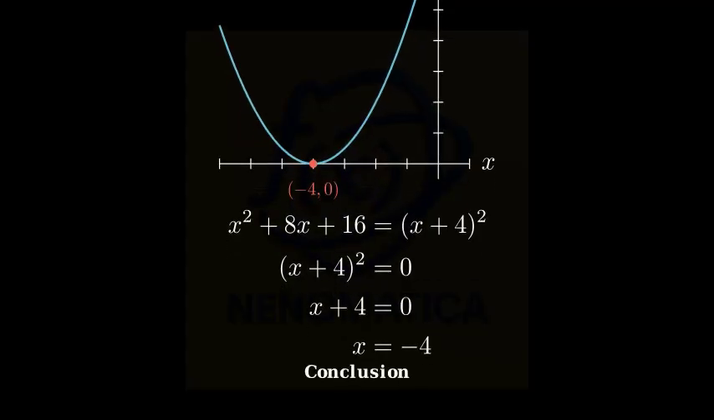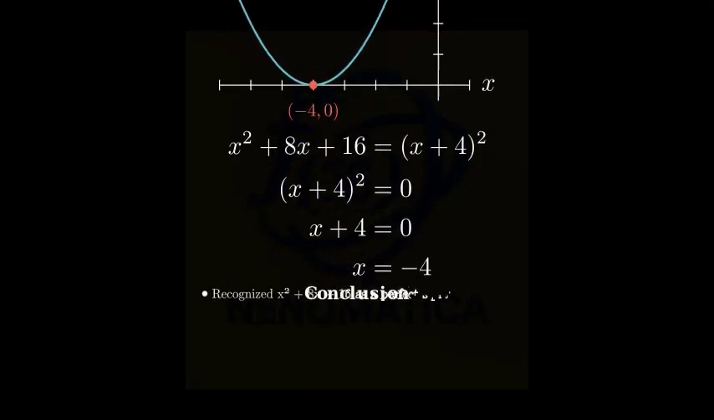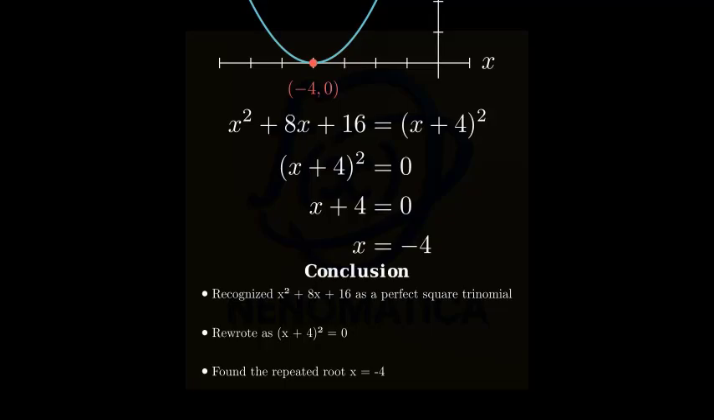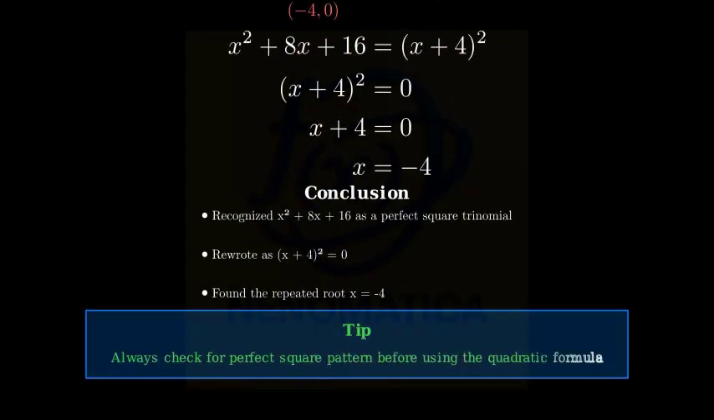In conclusion, we've solved the quadratic equation x squared plus 8x plus 16 equals 0 by recognizing it as a perfect square trinomial. We identified that it follows the pattern a squared plus 2ab plus b squared equals a plus b squared. This allowed us to directly rewrite the equation as x plus 4 squared equals 0, which gave us the repeated root x equals negative 4. When you see a quadratic equation, always check if it's a perfect square trinomial before using the quadratic formula, as it can save you time and calculations.